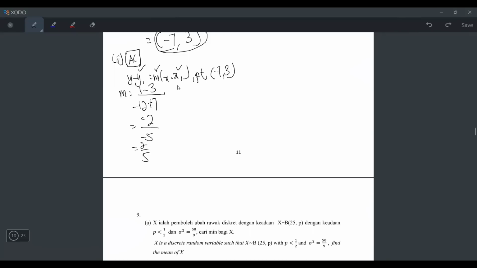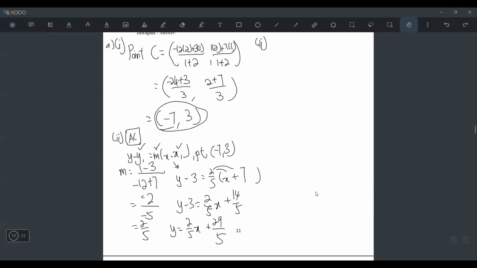Okay, let's do it. Now we can use the formula already. So it will be y minus y1 equals gradient times x minus x1. For the gradient, 2/5. For the point, it will be y minus the y coordinate. So the y coordinate is 3, so y minus 3, and then x minus negative 7, which is x plus 7. So y minus 3 equals 2/5 x. When you expand, you will get 14/5 here. Now you will end up with y equals 2/5 x plus 14/5 plus 3. Let's press the calculator. 14 divide 5 plus 3. Okay, 29/5. So that is the answer for question 2.